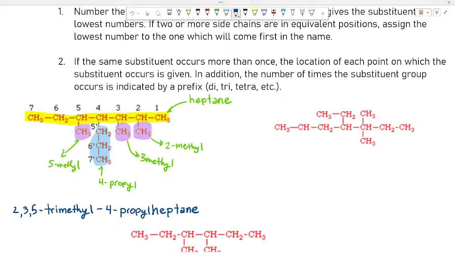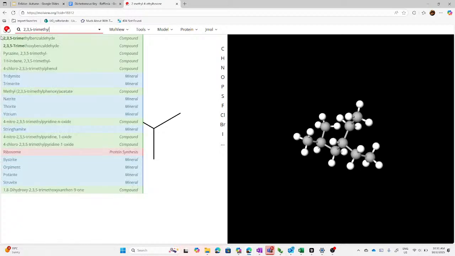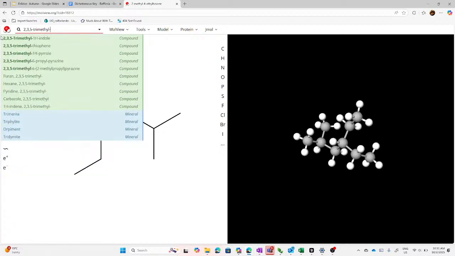I would be shocked if this is in the database at MolView, but if we type this name in MolView, it's going to draw us exactly that. Does that make sense? Even though this almost certainly won't be a compound that somebody has saved in there. Maybe it is. Maybe there's somebody out there doing a lot of work with 2,3,5 trimethyl 4-propyl heptane, which, by the way, not a bad name for a dog.